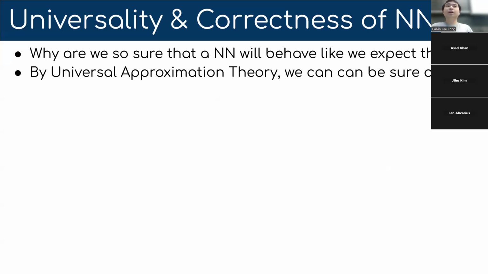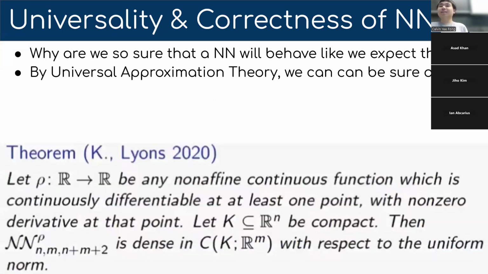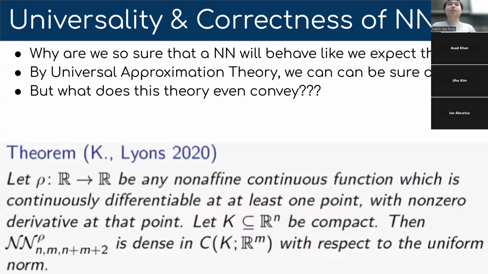So this is one form of the theory from universal approximation theory. It's a bit long and complicated, but I'll help you guys digest it. Okay, so what does this big, long, convoluted formulation of a theory even say?